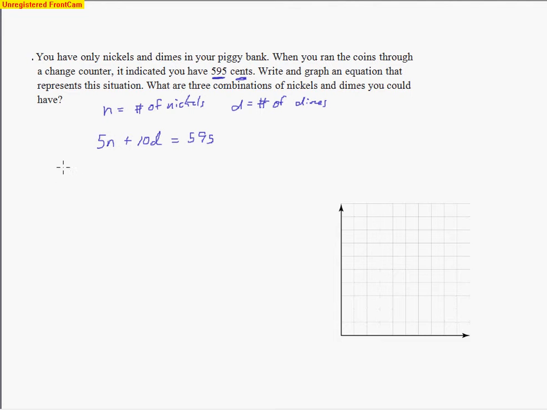So this is a good one for the intercept method. So I'm going to set d equal to 0 and find out how many nickels I could have had if I had no dimes. So I'll do 5n equals 595. Do the division, it looks like I'd have 119 nickels. If I solve for d, if I set 5n equal to 0, I'd have 10d equals 595, and that would give me d equals 59.5. So I couldn't just have dimes. I had to have some nickels there.